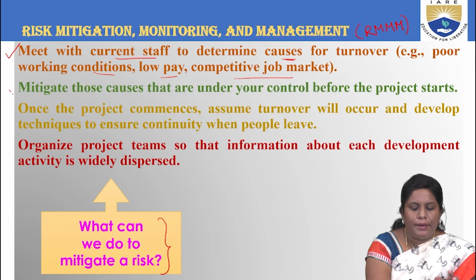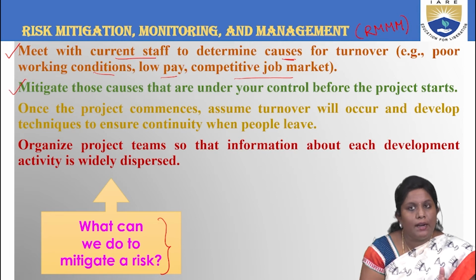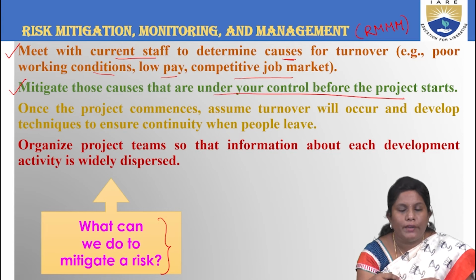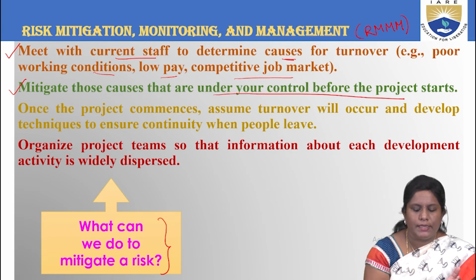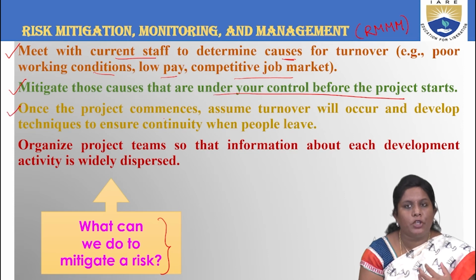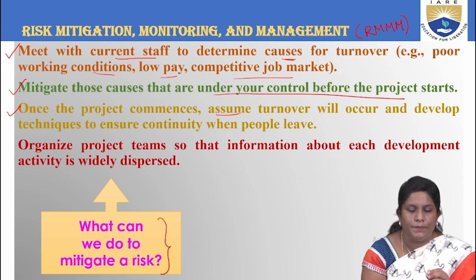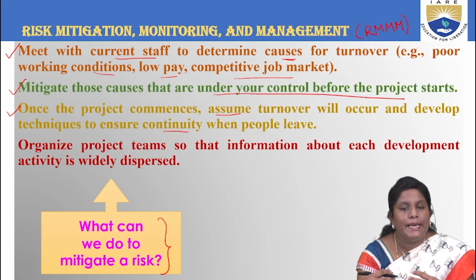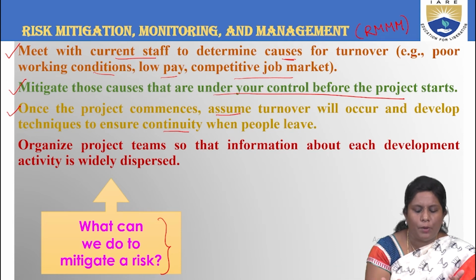Next, mitigate those causes that are under control before the project you have started. Before you start the project, you try to know about those things. Next, once the project commences, you assume some turnover and develop a particular continuity when people leave. So these are the steps for how you can mitigate, that is, trying to organize them properly.